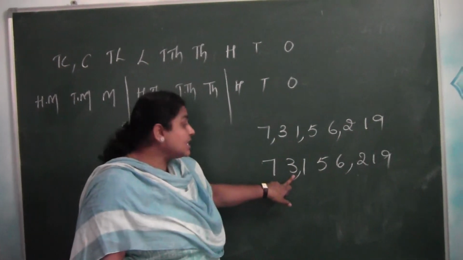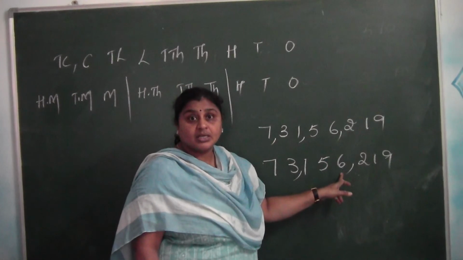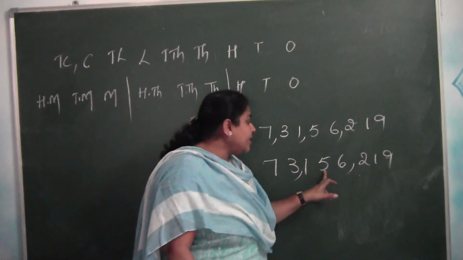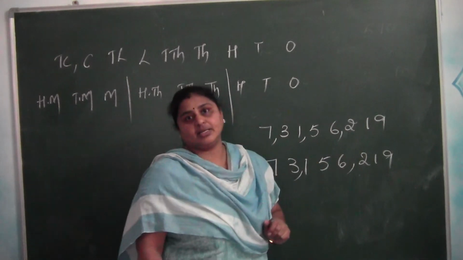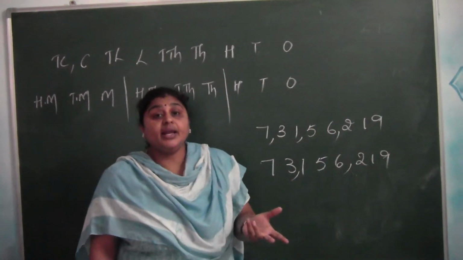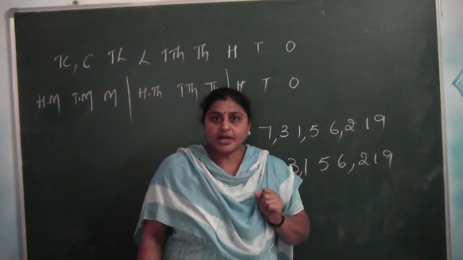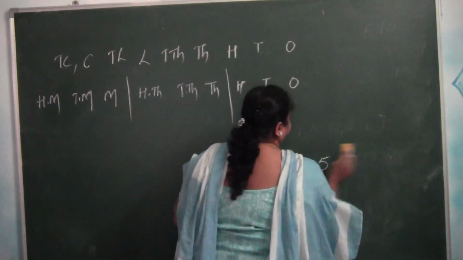73 millions, 156 thousands and 290. This is how you read in the international place value system. Got it, children? Let us take another example with the same.